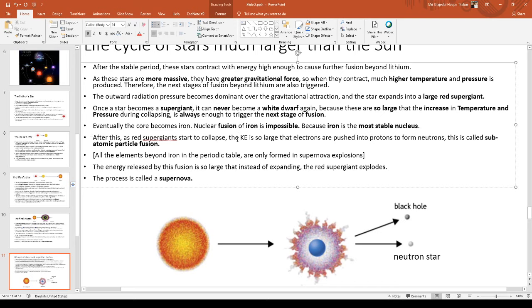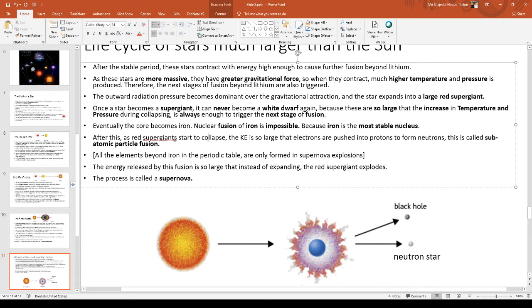So after this, as red supergiants start to collapse, okay, so it's a huge star. It's one of the biggest stars in the universe. There are lots of red supergiants, but yeah, these are the big guys. The big guy at its last stage has carried out all the nuclear fusions possible. Now there is no more, and it's starting to collapse. I love this part. The best thing occurs here.